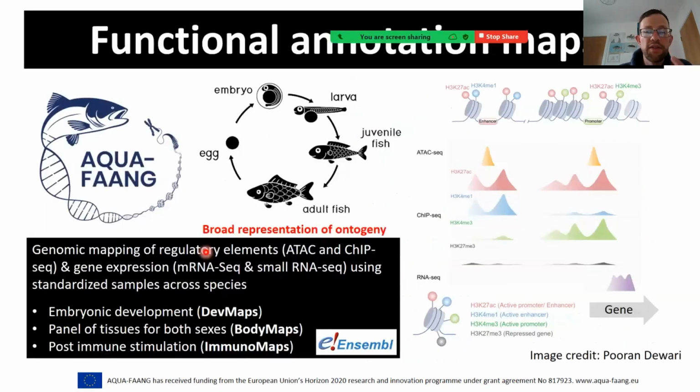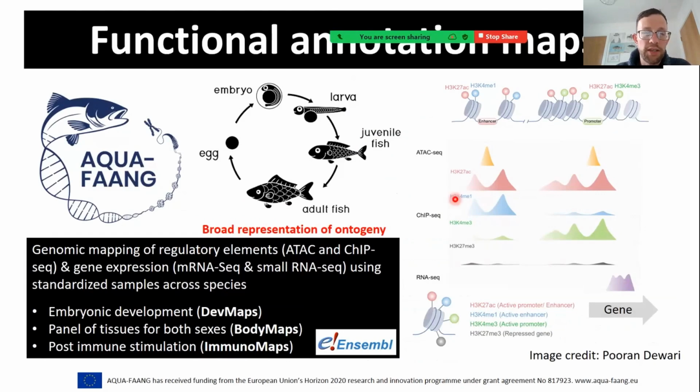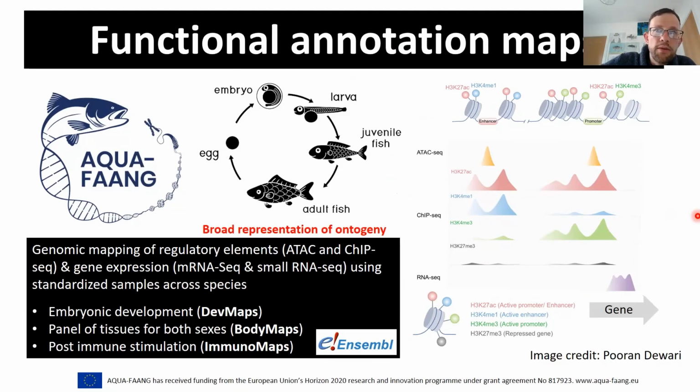This slide gives a bit of an overview of the key data that's being generated and shared in the AQUA-FAANG project. I'll focus on the 3 main data sets of functional annotation maps that have been produced for each of the 6 species, which was done in as standardized a way as is possible. The project has generated more data than what I'm presenting or summarizing here, but in terms of what will be shared through Ensembl, these are really the key outputs of the project.